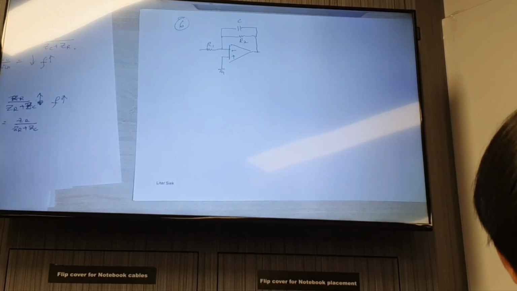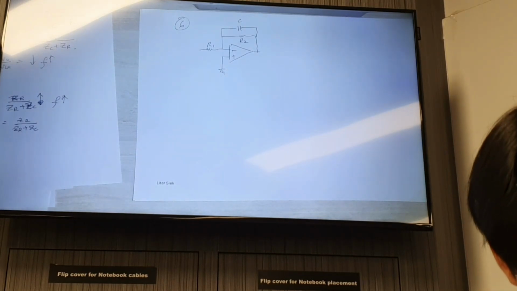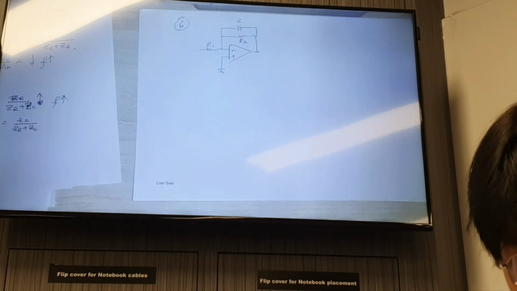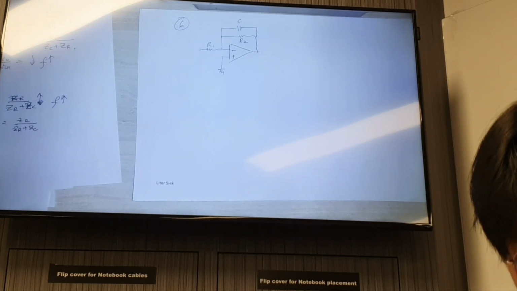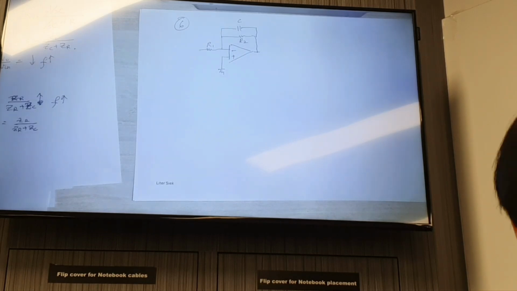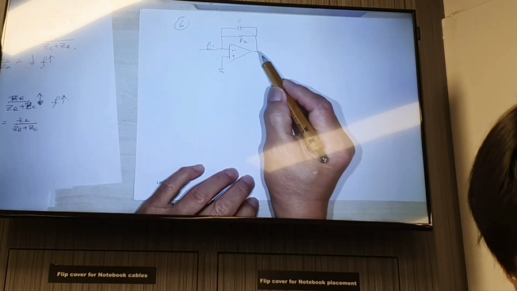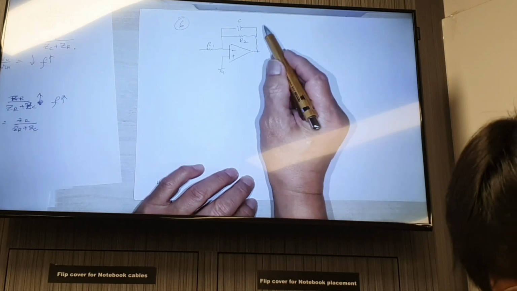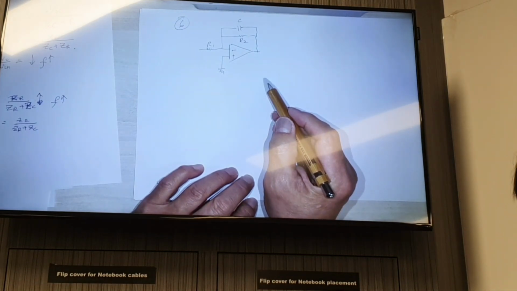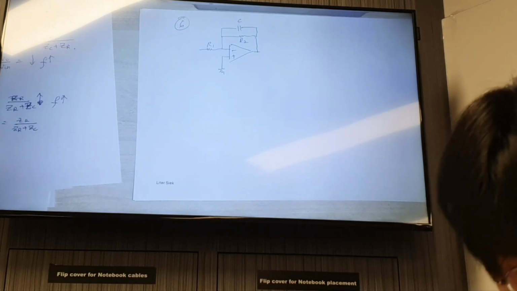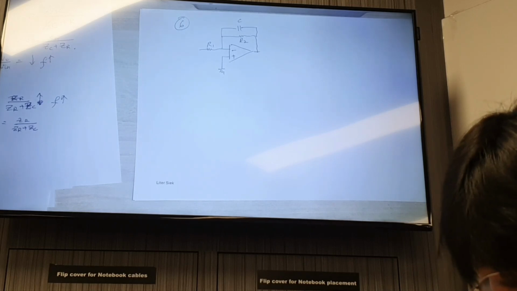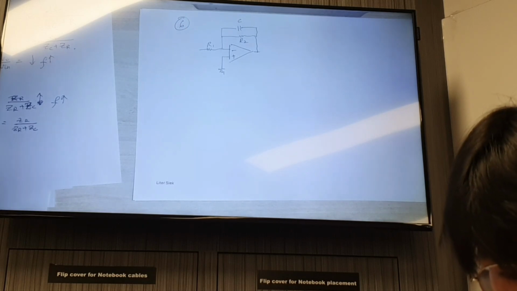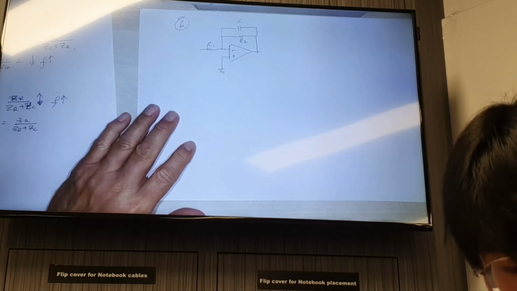So remember, if it's not ideal, there's an offset. And what would happen to the offset? The offset will be multiplied by the open loop gain because it's a DC, and therefore the output will either be VDD or ground. That is because the offset is always being multiplied by the gain, which is very large. So that is for when it is not ideal. But if it is ideal, then there's no offset, no nothing, there's no problem.